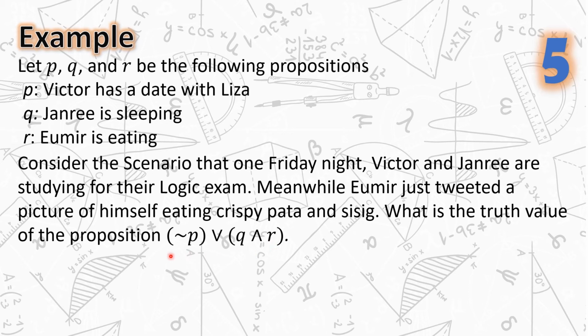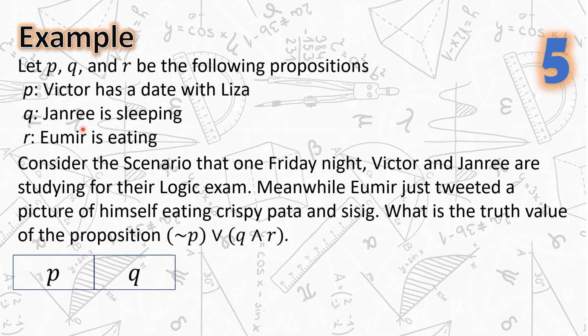This time, we're going to use the truth matrix or table to find the truth value of this compound proposition. So in this proposition, we will need P, Q, and R. The proposition P is Victor has a date with Lisa. However, in our scenario, Victor and January are studying for their logic exam. So it is not true that Victor has a date with Lisa. Therefore, P is false.